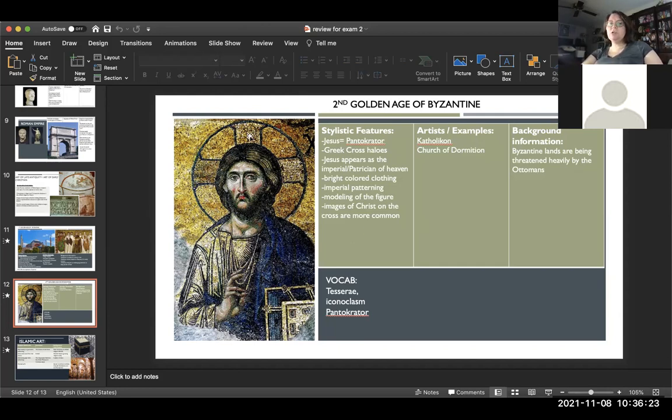We see lots of Greek crosses. Remember, there are two types of crosses that we studied, the Latin cross and the Greek cross. The Greek cross means that the arms of the cross are both similar in size. They're equal in length. So you can put them in a square or a circle. So the Greek cross often has a circle around it.